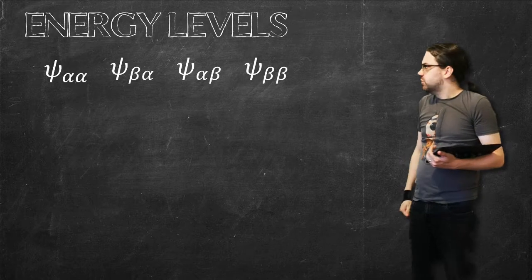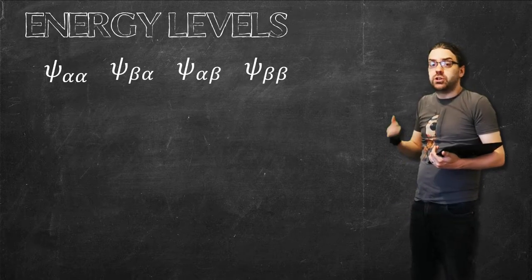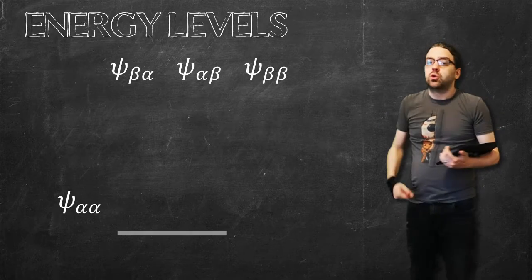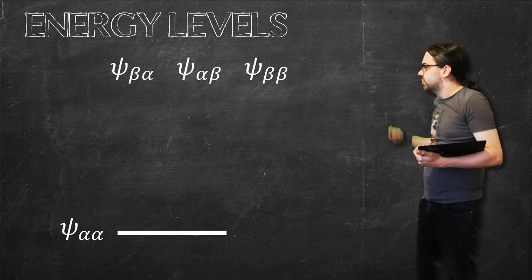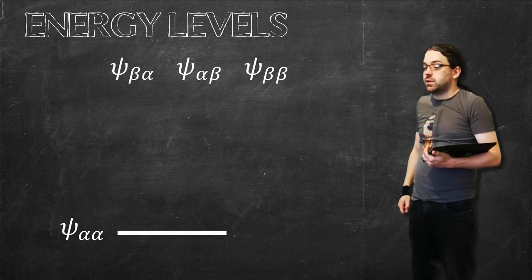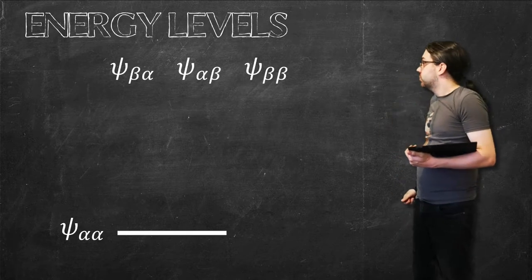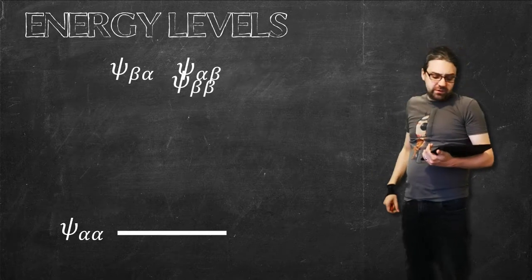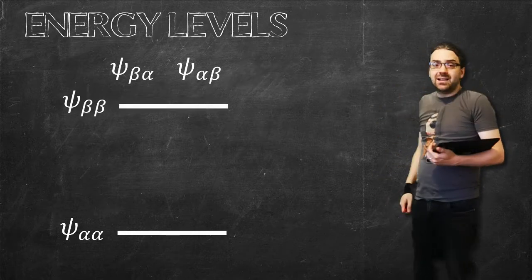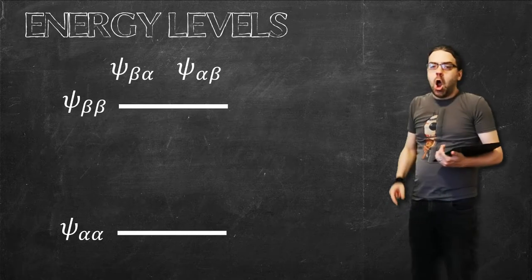It's fairly simple to do for alpha alpha. Both spins are pointing up. They're with the magnetic field. We must get a lot of energy back here, so they're going to be the lowest energy state. Same with beta beta. Those are both against the field. It takes quite a bit of energy, so they must be the highest energy state. Great. What about the other two?